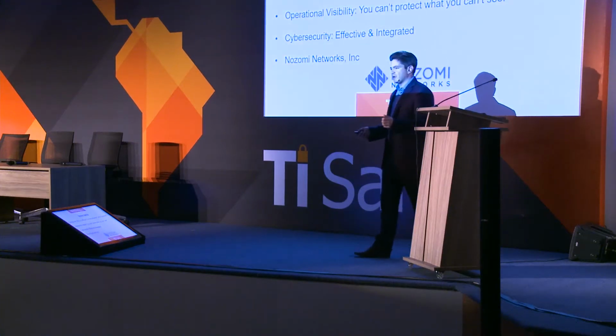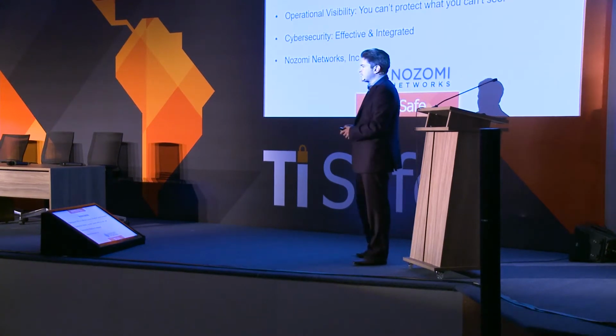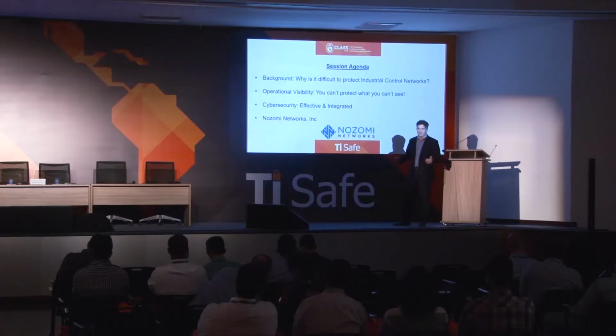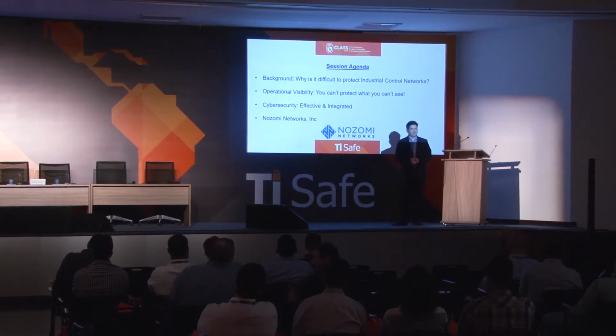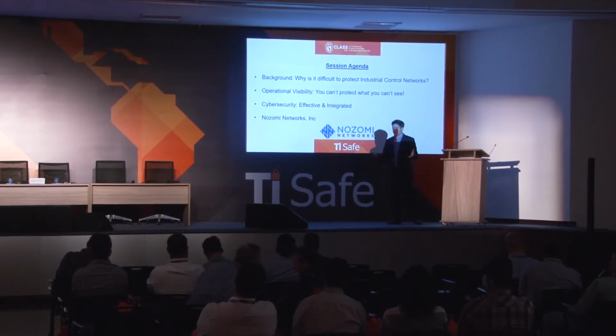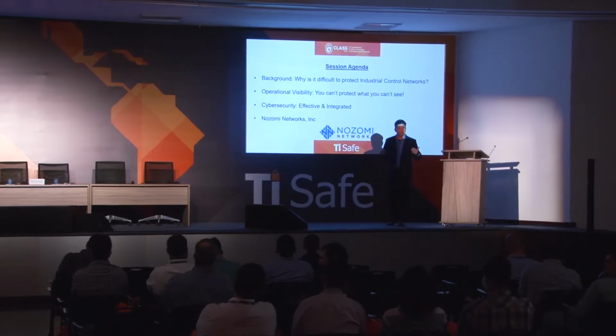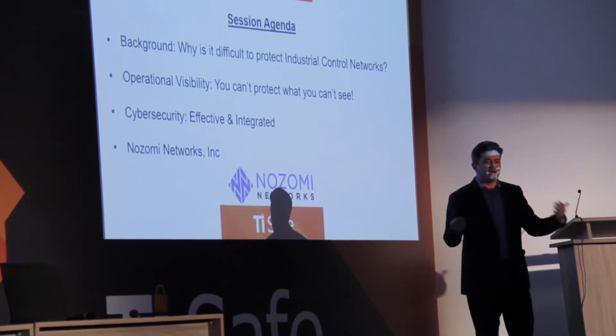So first, I'm going to talk a little bit about why is it so difficult to protect industrial control networks. I think most of you know it, so I'm going to go fairly quickly through that section. I'm going to talk about operational visibility because it's the first step. You cannot protect what you cannot see.